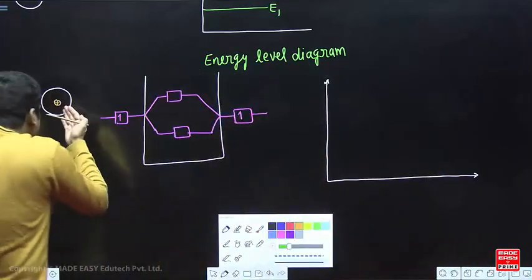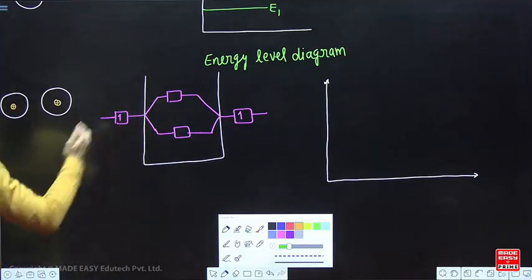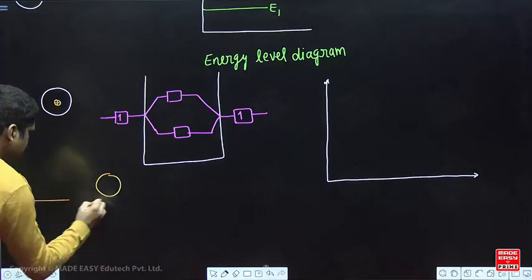You observe one thing: when both the atoms are very far away from each other, try to understand when both of these atoms are far away from each other.